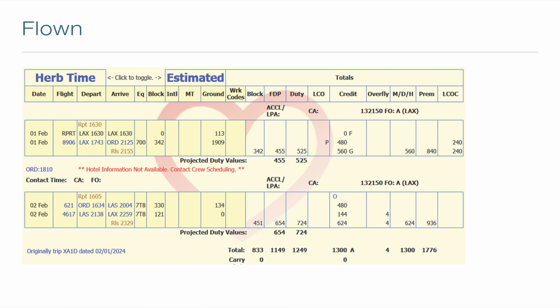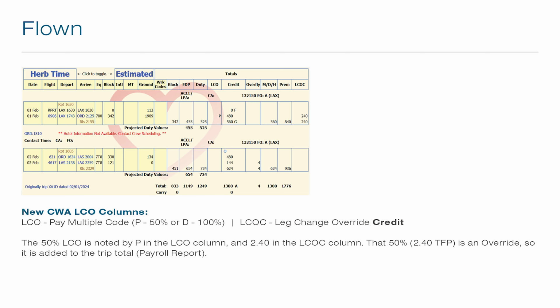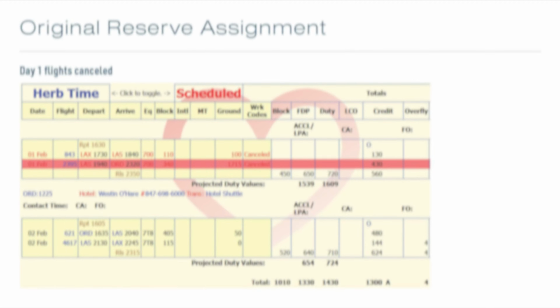All right, so your pairing display now has two new columns. We have LCO and LCOC, which is short for LCO credit. Your LCO column will display either a P for a 50% override or a D for a 100% override. The applicable trip for pay value will display in the LCOC column. So let's walk through a few examples of how that all looks.